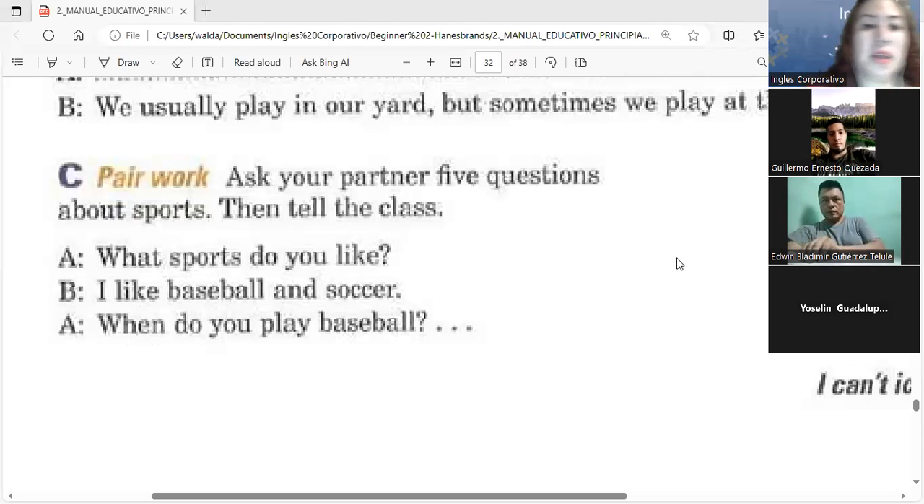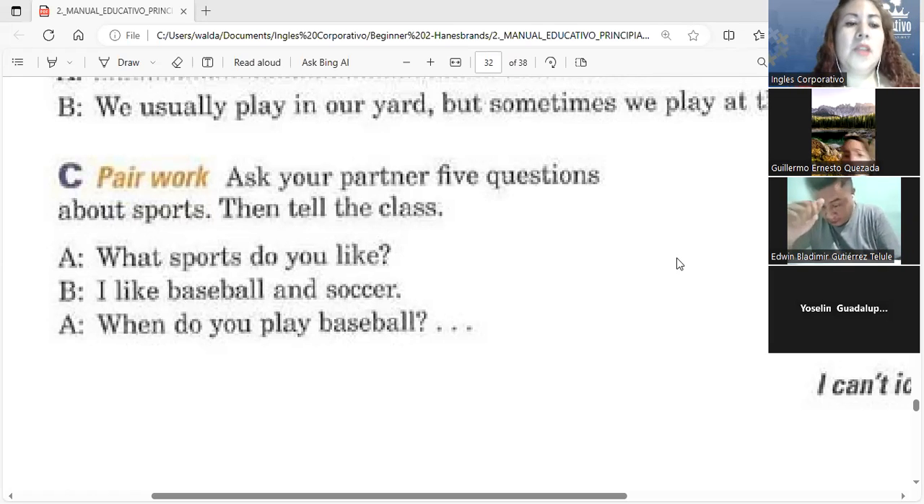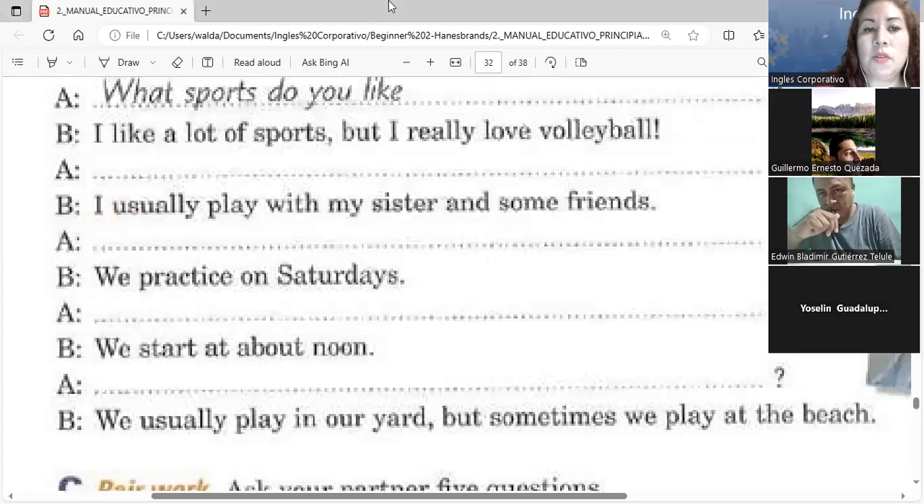Okay, do you see my screen? Yes. You see my screen right now? Yeah. Yes. Okay. All right, excellent. So you can ask your partners, for example, what sports do you like? And your partner would answer, oh, I like baseball and soccer. When do you play baseball? When do you play soccer? And so on. And you can ask those other questions too, right?